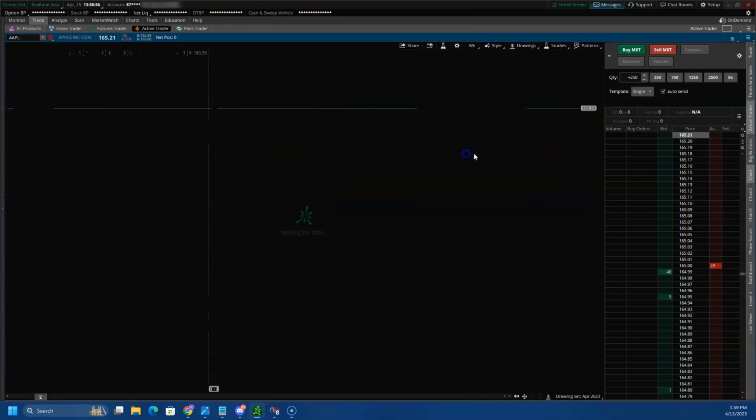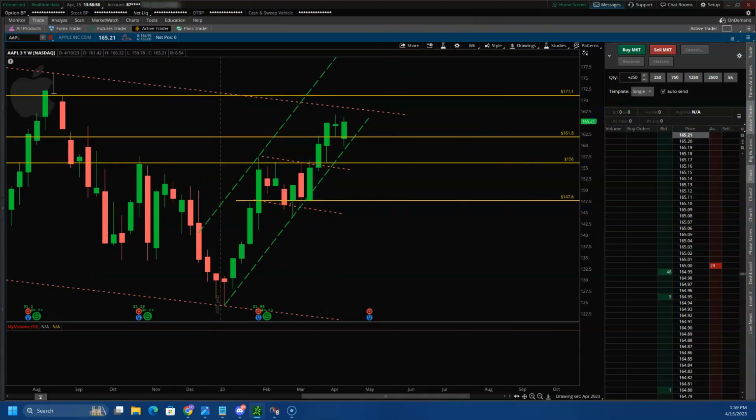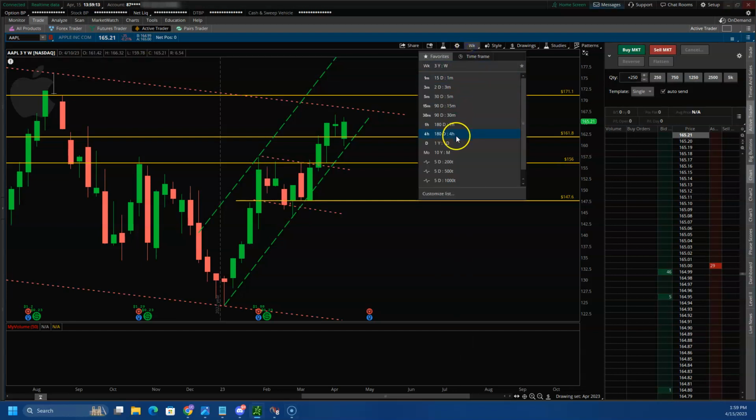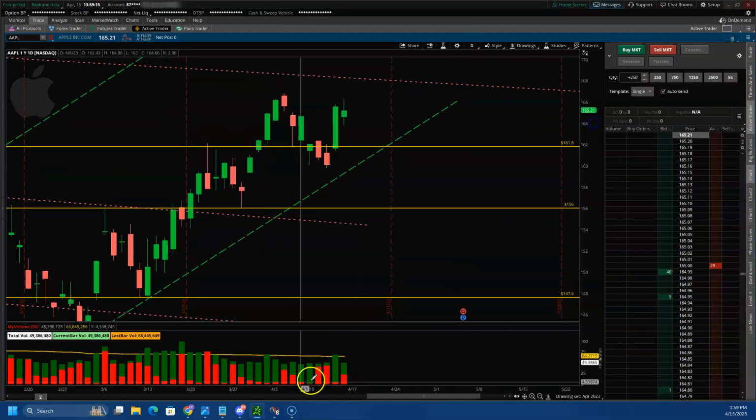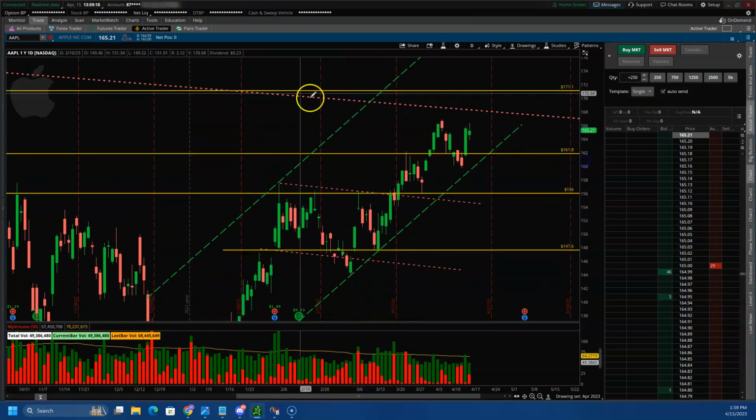In the weekly view, higher highs, higher lows. We did break out of this bull flag, right? This is the one that we were really nicely playing. 156 was our support on the pullbacks. 162 was a support on the pullback, because if you see, it's a much better look actually in the daily time frame. Here you go, just a better view.